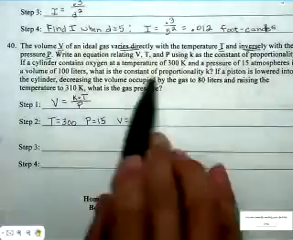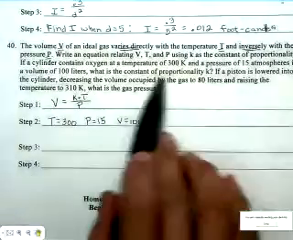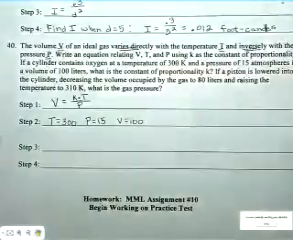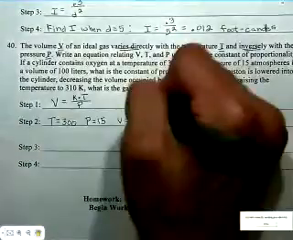Is that everything we need to find the constant of proportionality? Yeah, that's the first question. What's the constant of proportionality? Find K.